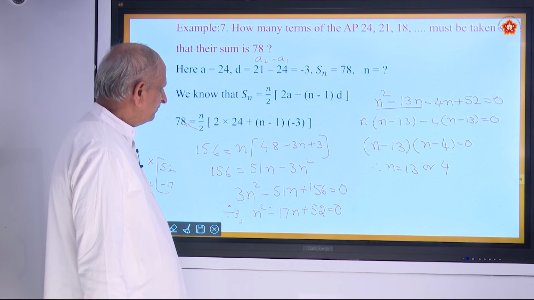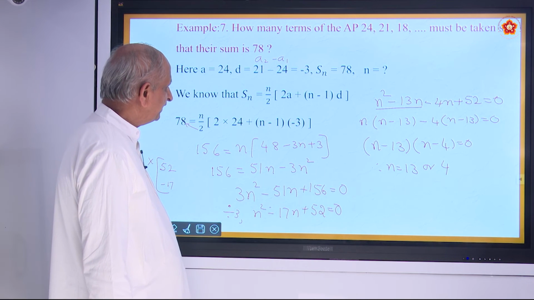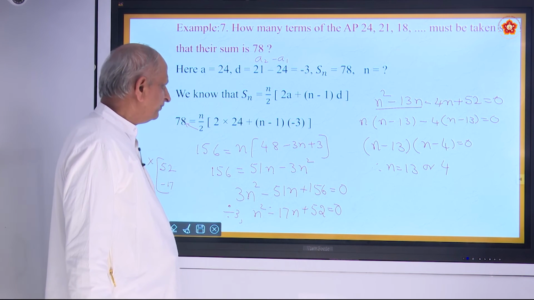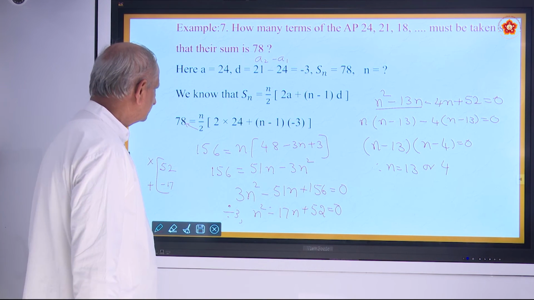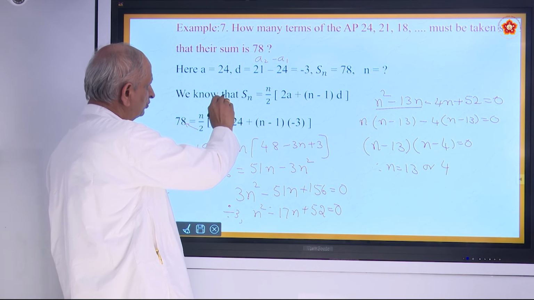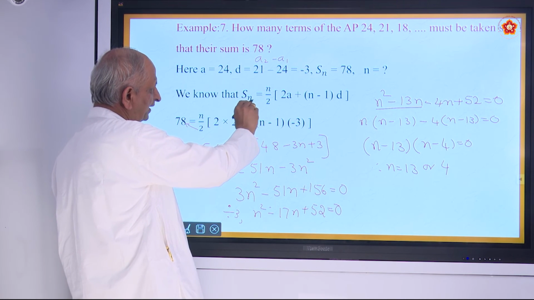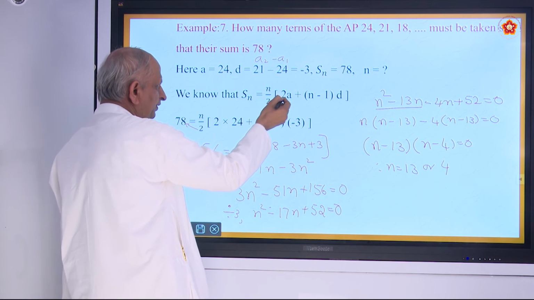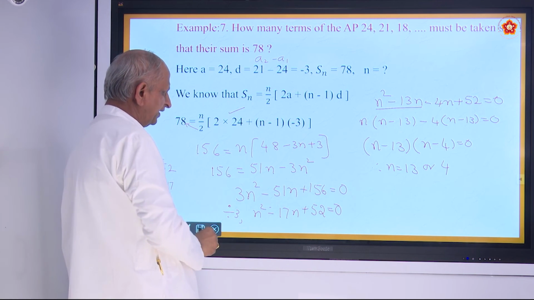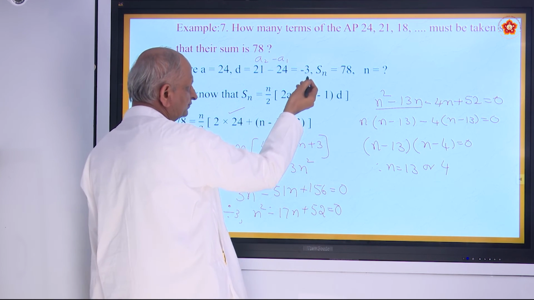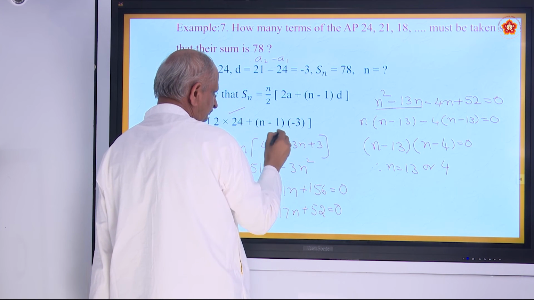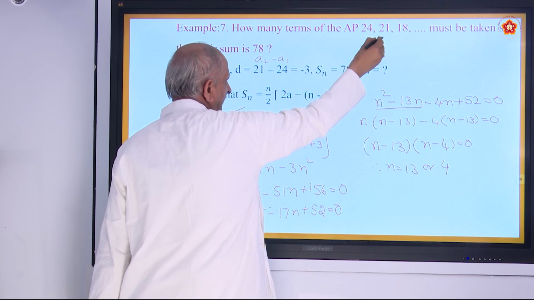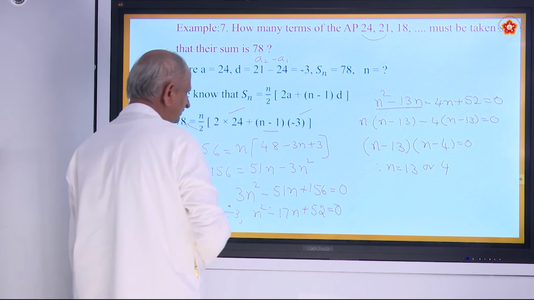So the number of terms will be equal to 13. So you must take 13 terms to get the answer. Here once again I will tell you, we know that Sn is equal to, here a is equal to 24 into 2, 48, right? n minus 1, n is how much? We don't know, as it is, into d, d means common difference, minus 3, right?